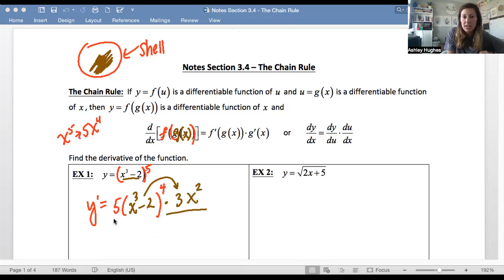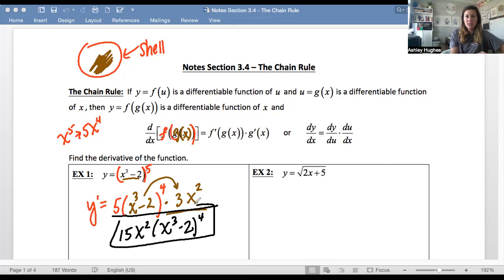So for this answer, I look and see what I can multiply. I can't multiply into this because it's raised to a power, but I can multiply 5 times 3 and say 15x squared times (x cubed minus 2) to the 4th.